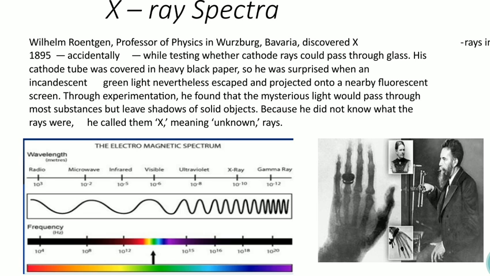Accidentally, while testing whether cathode rays could pass through glass, his cathode tube was covered in heavy black paper. So he was surprised when an incandescent green light escaped and projected onto a nearby fluorescent screen. Through experimentation, he found that the mystery light would pass through most substances but leave shadows of solid objects. Because he didn't know what the ray was, it's called X, meaning unknown rays.